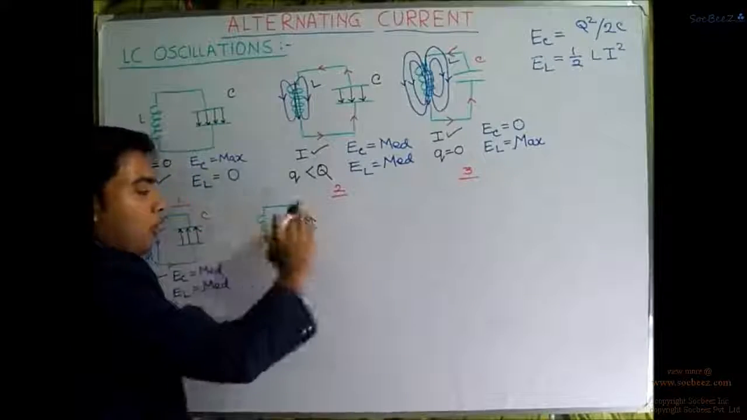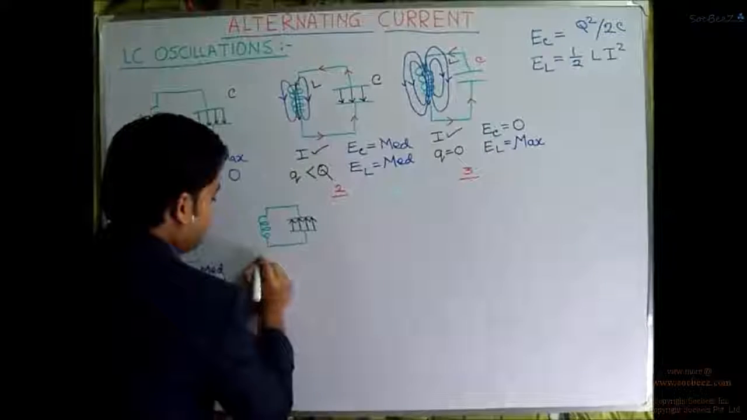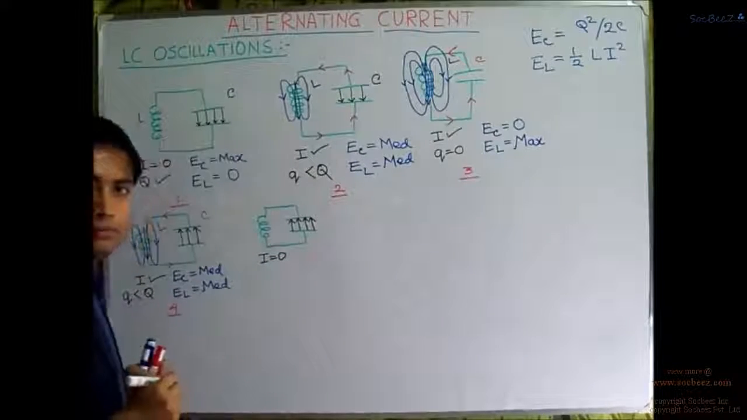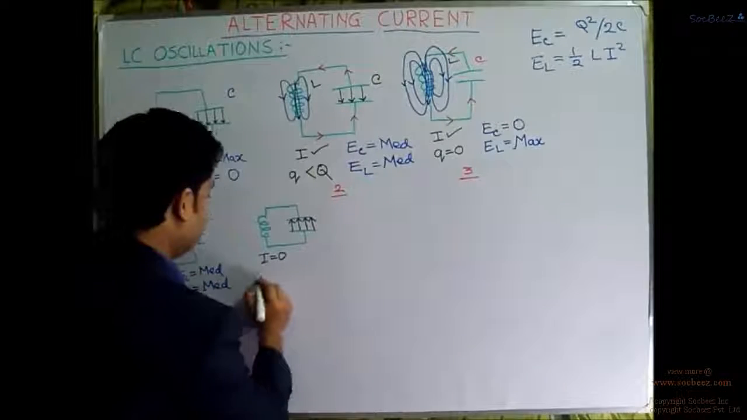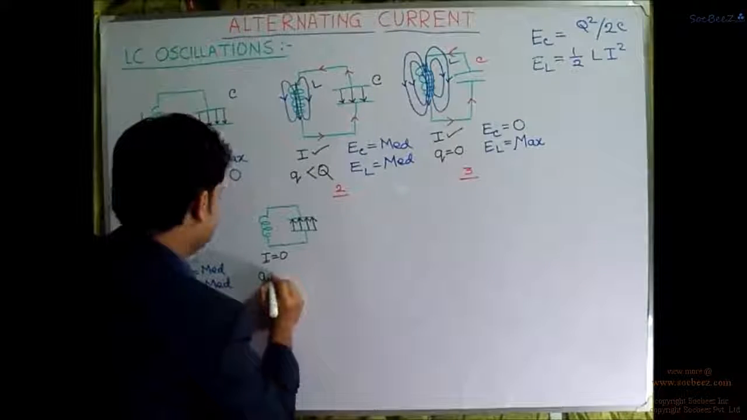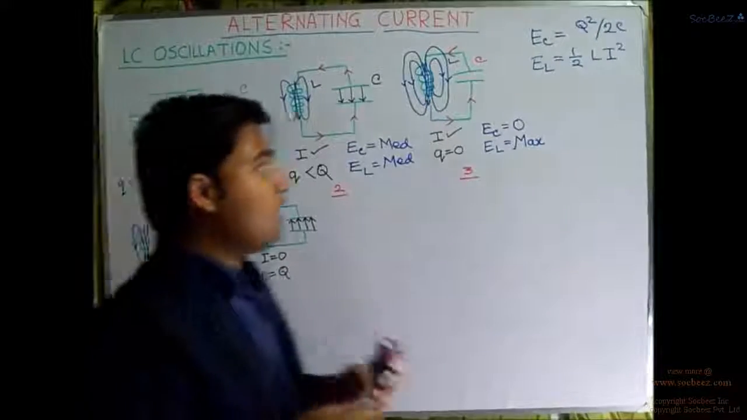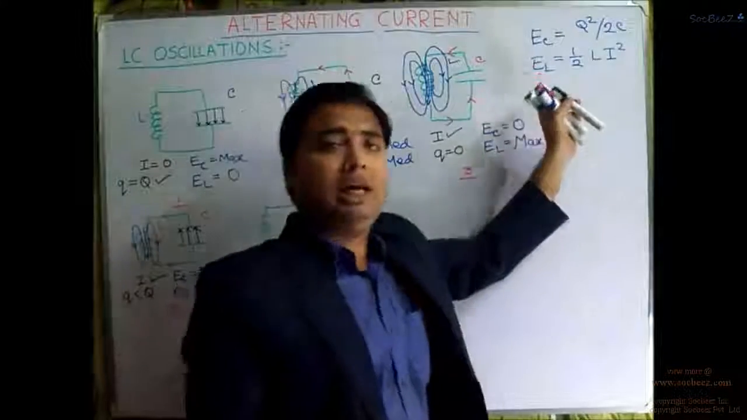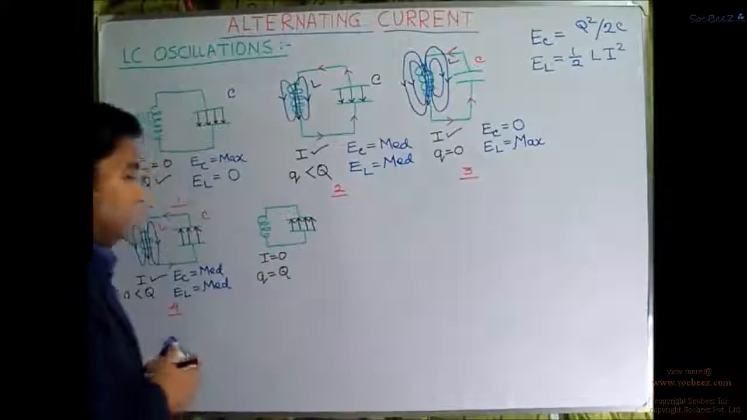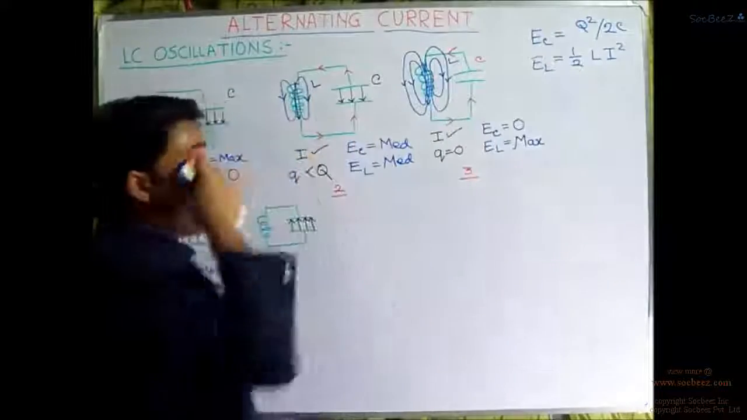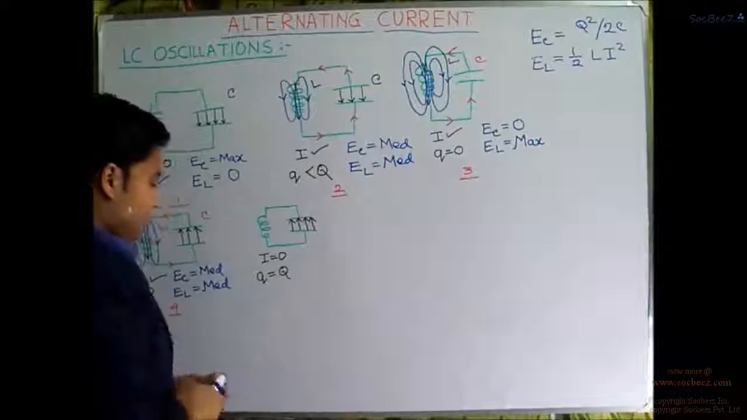So there will be no flow of I. So I now will be equal to 0, and the Q that is present will be equal to capital Q. And if I is equal to 0, obviously the EL is going to be 0, and if it is Q, the EC is going to be the maximum.